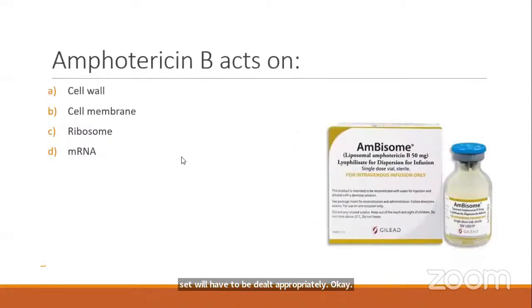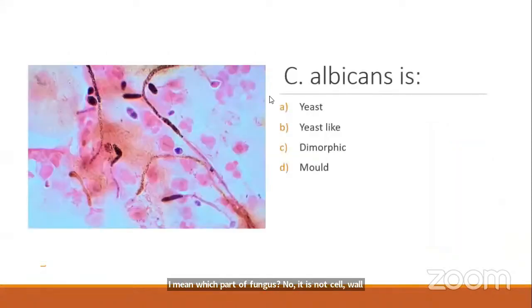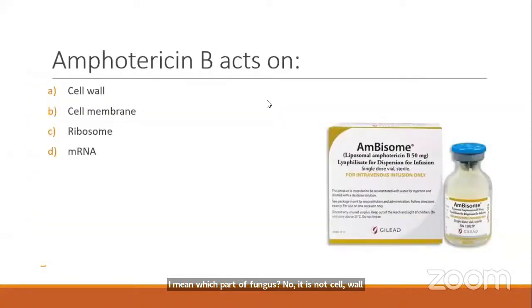So this is another thing, antifungal. So we are slowly moving back to the mycology. Amphotericin B, it's actually an agent which attacks which type of cells? Which part of the fungus? No, it is not the cell wall, and fungi usually have the cell membrane. So it is on the cell membrane that it is creating its action. Okay, so this is one another combination.